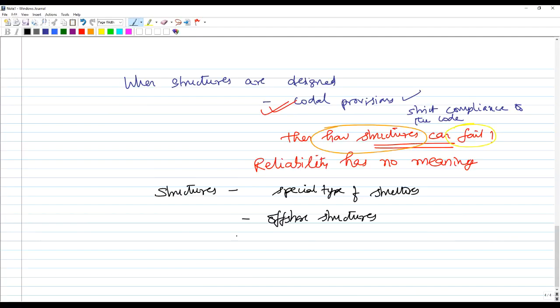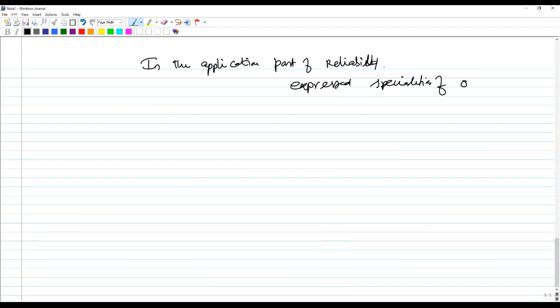Offshore structures are definitely different from conventional structures in many ways. I can give you certain examples for you to realize. If you look at the course content which we have offered so far, you would have also understood and realized that in the application part of reliability, we expressed the speciality of offshore structures. Let me put as a summary here. Offshore structures are novel.